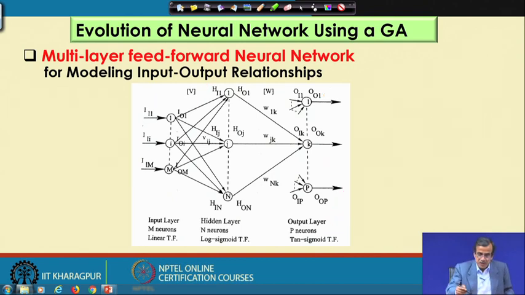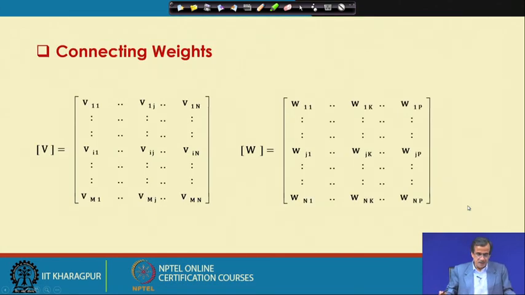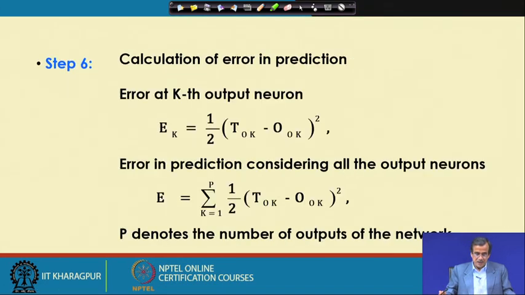Now, I am going to discuss how to predict and how to determine the modified values of the connecting weights and the modified values of the coefficient of the transfer function, so that this network can make the prediction more accurately. Now, step 6, we try to find out the error in prediction.